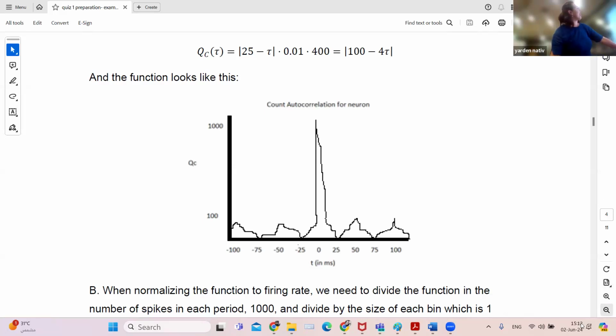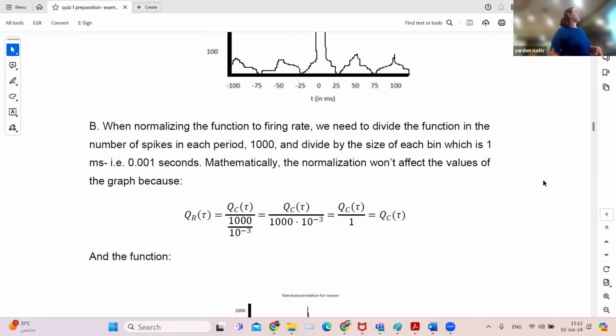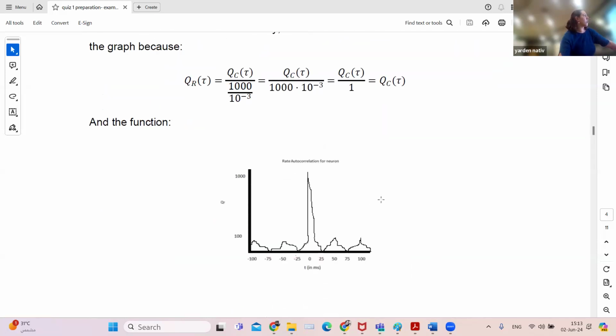This is exactly how the autocorrelation looks. We didn't use this formula in the exam when we see bursting or oscillatory behavior. In a minute I'll show you, and maybe try to do it today after you understood the way to do it. Now they ask to normalize to the firing rate. We have 1,000 spikes and the size of the bin is 1 millisecond, so the autocorrelation really looks the same, because these are canceling each other.